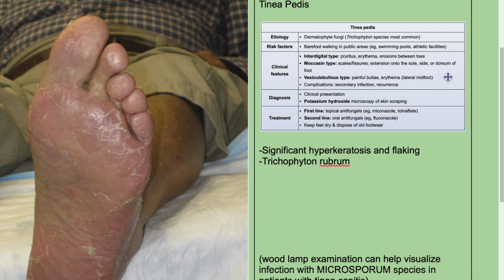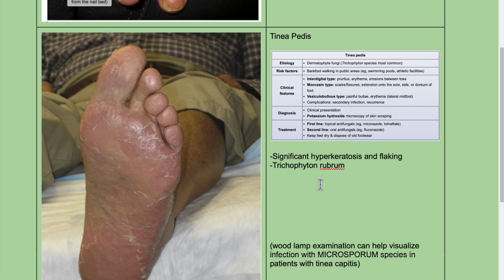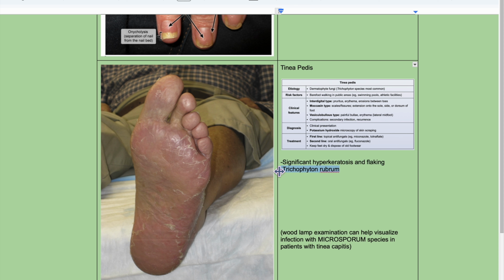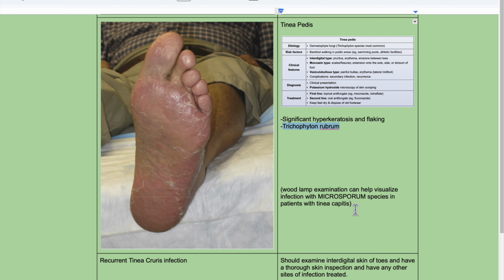Diagnosis is clinical presentation or KOH microscopy of skin scraping. Treatment is first line topical antifungals, for example, miconazole, tolnaftate. Second line, oral antifungals, for example, fluconazole. Keep feet dry and dispose of old footwear. Significant keratosis and flaking, Trichophyton rubrum is what you will be tested on. Okay, so know the name of this dermatophyte fungi.